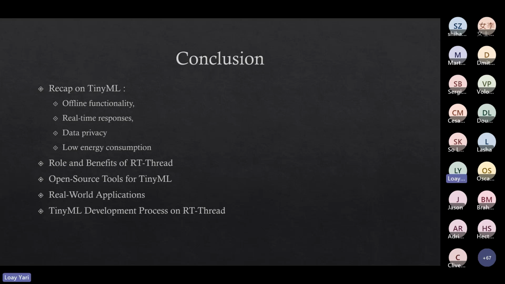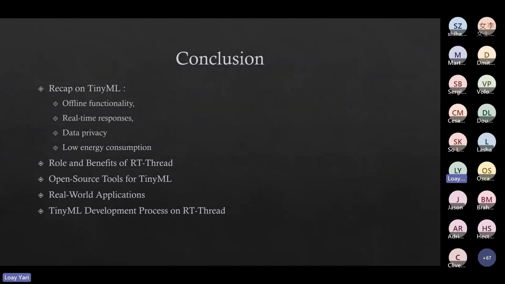Also, we talked about RT-Thread, a real-time operating system, which plays a pivotal role in managing the complexities of these constrained devices, providing benefits like improved task scheduling, enhanced resource management, increased modularity, better power management, and improved determinism.